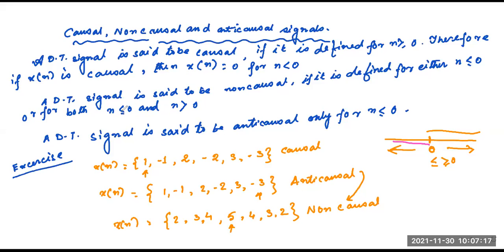Because I told you a non-causal signal can be defined either for n less than or equal to 0, that is here, or for both n less than or equal to 0 and n greater than or equal to 0. That is this. That means all anti-causal signals are non-causal signals, but not every non-causal signal is anti-causal.